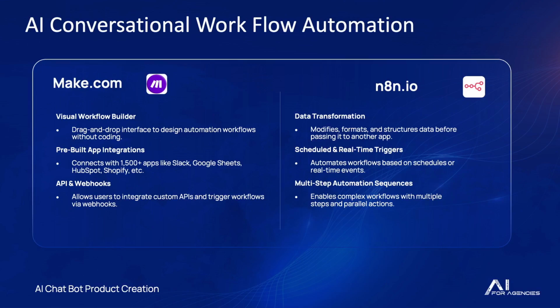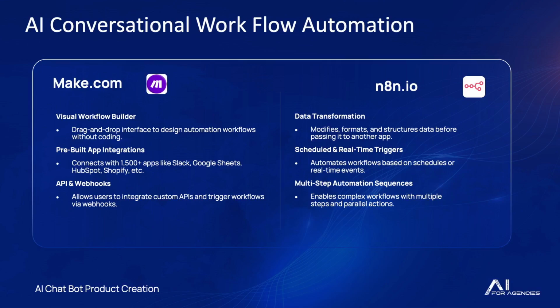We've got data transformation, so you can modify formats and structured data before passing it to another app. So you can sit there and say, right, we've got some data coming in from Google Sheets, whatever. Can you transform this? We could transform it using Claude or Perplexity, whatever. So we say, take this data, which is a big chunk of text, put it into bullet points, and then output the bullet points to, say, VoiceFlow or an email.